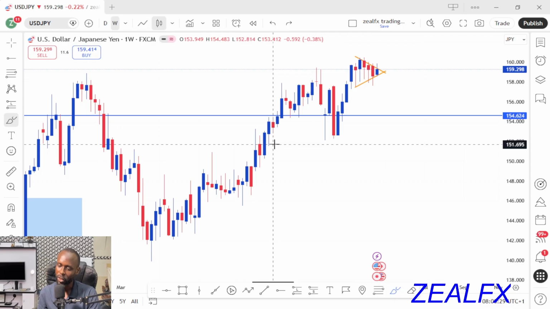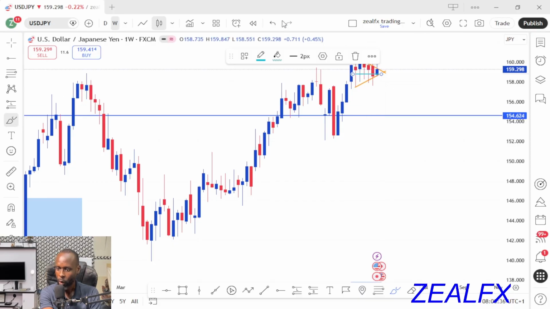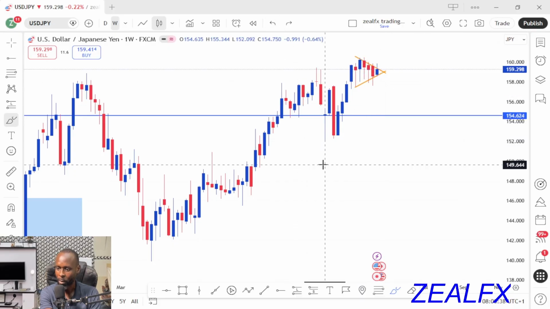So long as we have this strong bullish momentum, and we can also see that price remains on this particular support level, we have to look out for more buying opportunities on the USDJPY. So let's go back to the daily chart.